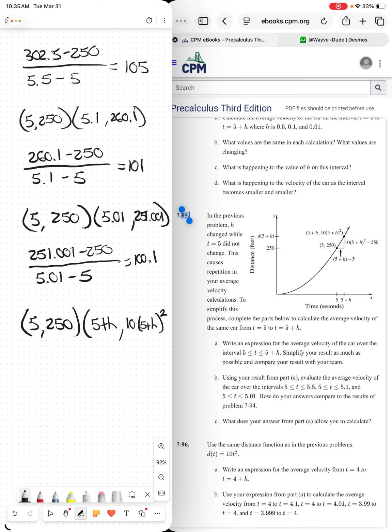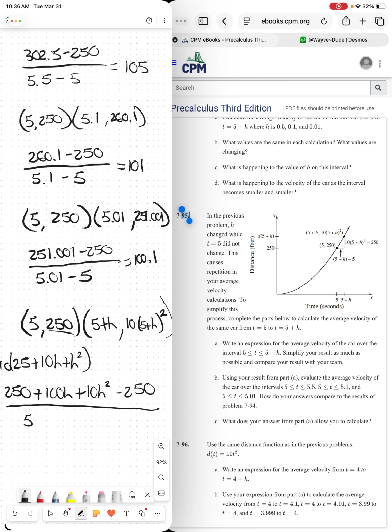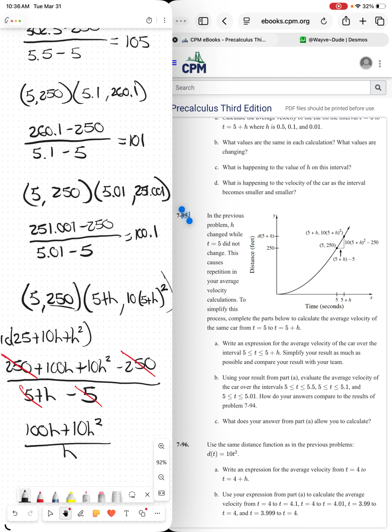So let's do that, right? So this is 25 plus 10h plus h squared times 10. So that's 250 plus 100h plus 10h squared. Then we're going to go minus y1, so minus 250, over x2, 5 plus h minus x, which is 5. So 250 should go away, 5 should go away, right? And I'm left with 100h plus 10h squared over h.